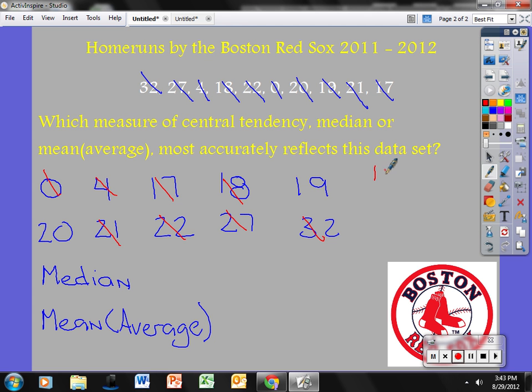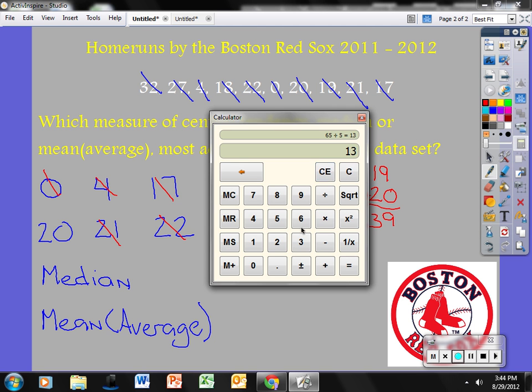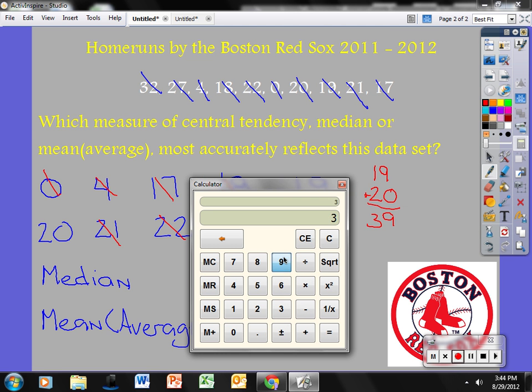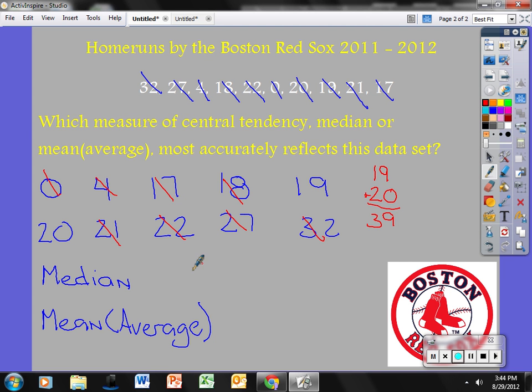If I have two numbers in the middle when trying to solve for the median, I could just add 20 plus 19. That gives me 39. I'm just going to find the average of these two numbers. So I take 39 and divide it by 2 because I added two numbers to get 39. So 39 divided by 2 equals 19 and a half. My median is 19 and a half. That means the average player on the Red Sox last year hit 19 and a half home runs. Doesn't sound bad.